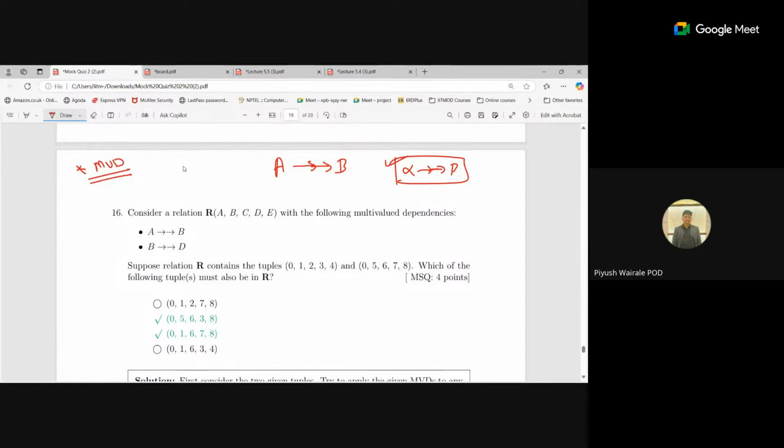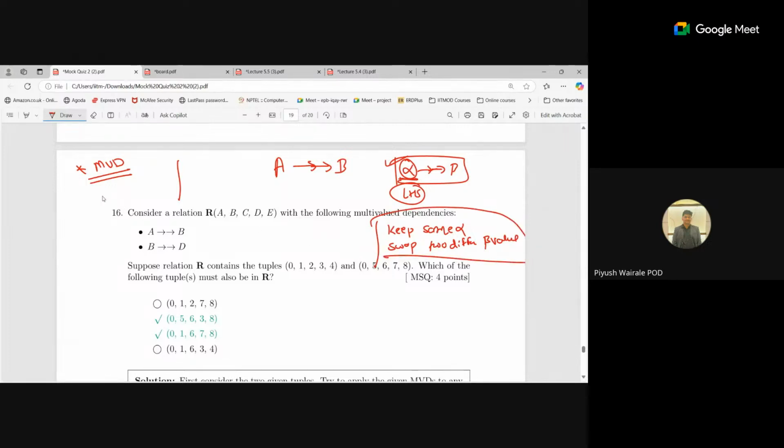Now, let's say how we are going to check. There are a few conditions you can check for that. But what we discussed in previous few sessions, just take any two tuples such that the left hand side value is the same. So alpha value is the same. Keep the same alpha value, swap two different beta values, then you are going to get two new rows. Now if those two rows are present inside this particular table, then we can say MVD exists, right?